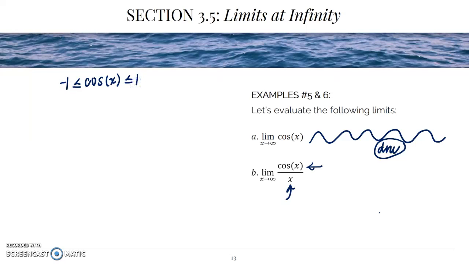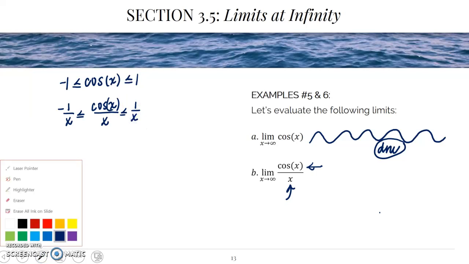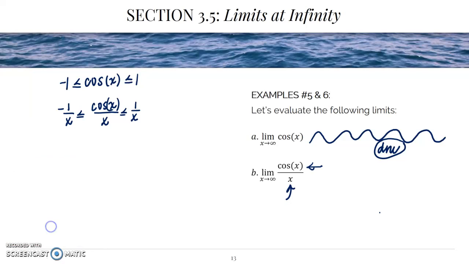At that point, it's just a matter of making the inner expression look like what you're given in the problem. So here we want to go ahead and divide each piece by x, so we'll have -1 over x is less than or equal to cosine of x over x, which is less than or equal to 1 over x. At this point, the bounds now are functions that we can deal with as far as infinite limits.